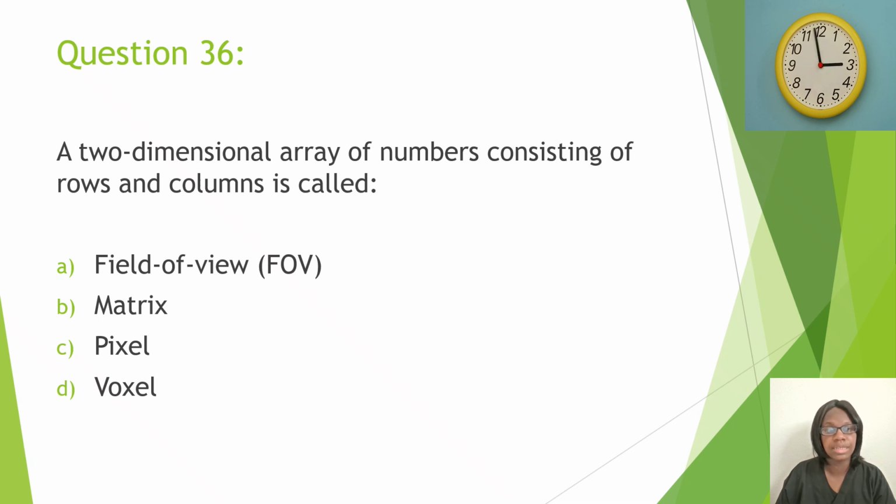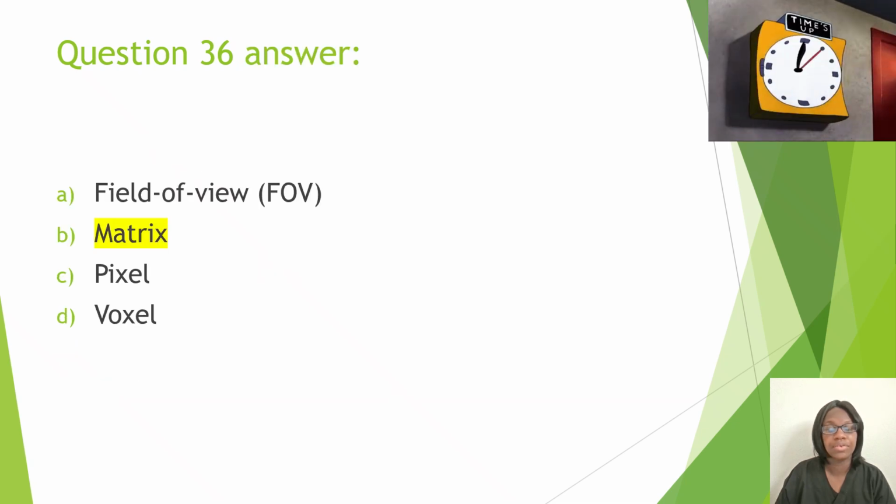Question 36. A two-dimensional array of numbers consisting of rows and columns is called field of view, matrix, pixel, or voxel? The correct answer is matrix.